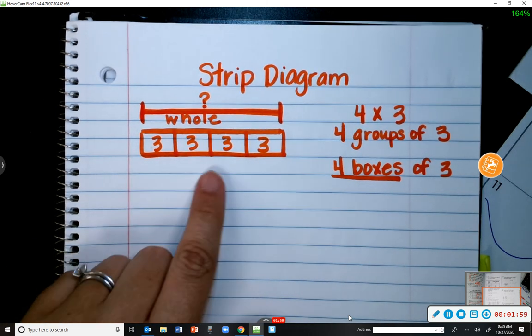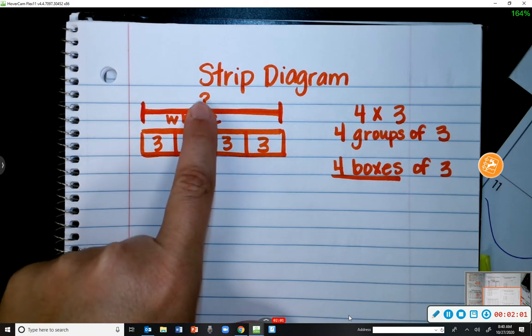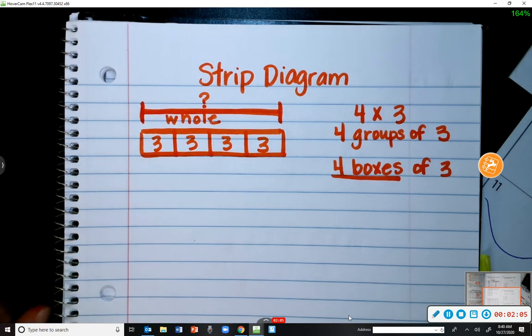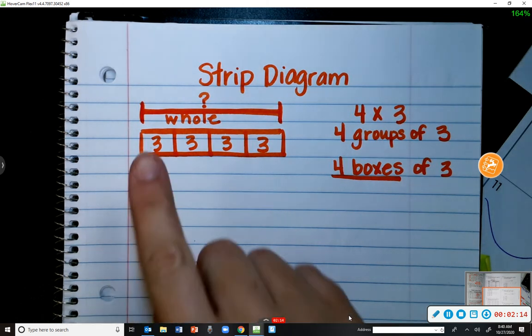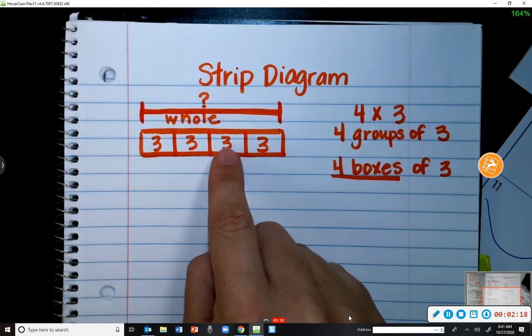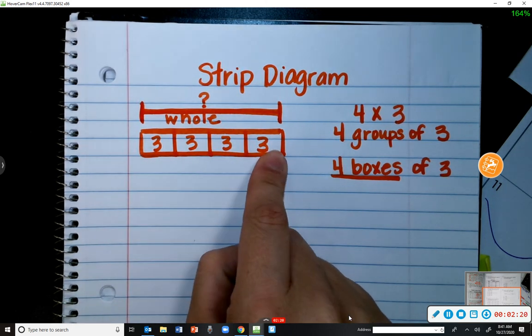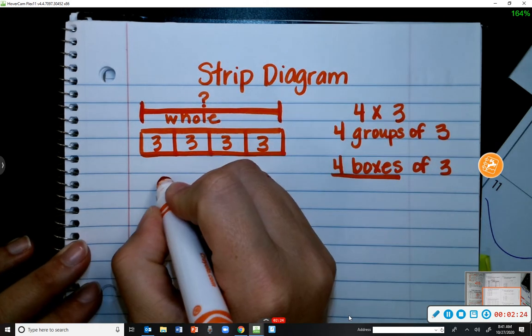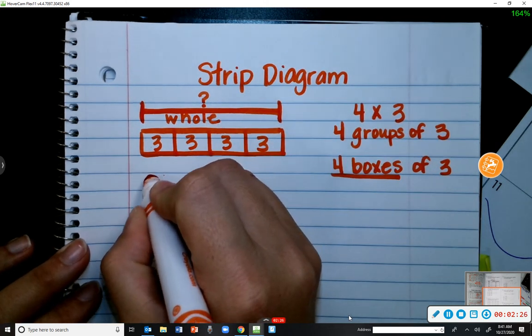Okay, now how could I solve for this missing whole or the missing total? What could we do with these 3's? We can add them. We could skip count. Okay, so let's practice skip counting by 3's. Y'all count with me. 3, 6, 9, 12. Good. So we would say the whole is 12, or the product is 12.